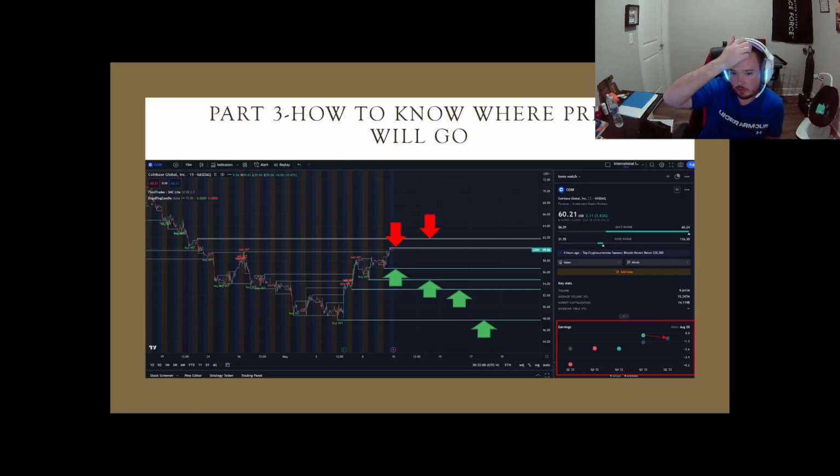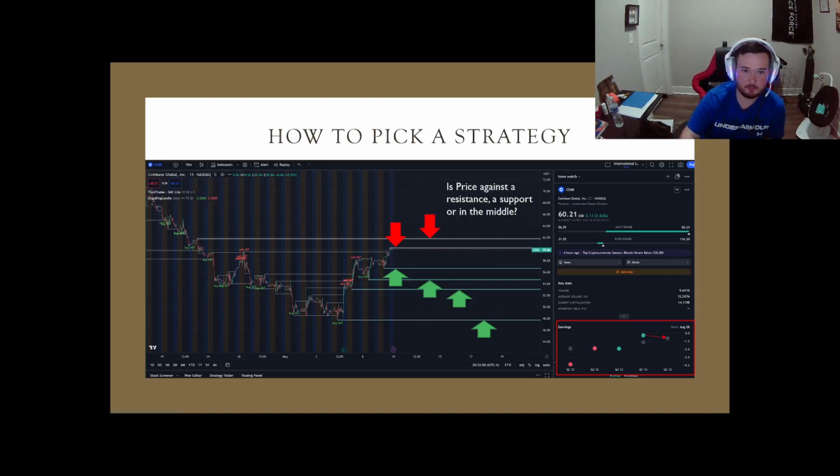So we're taking a quick look at this. We have a clear resistance at the 60 strike and the 62 strike. We have some clear supports over here at the 57 strike, at the 55 strike, at the 53 strike, and at the 47 strike or the 48 strike. That's where all of our key supports and resistances are. This is how we pick a strategy. Is price against a resistance, a support, or is it in the middle?